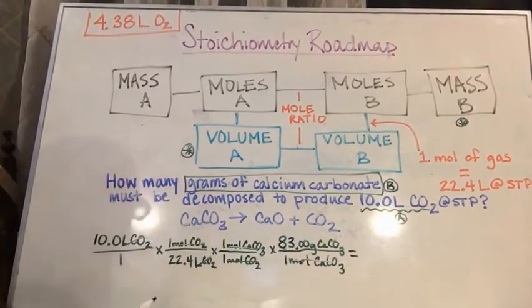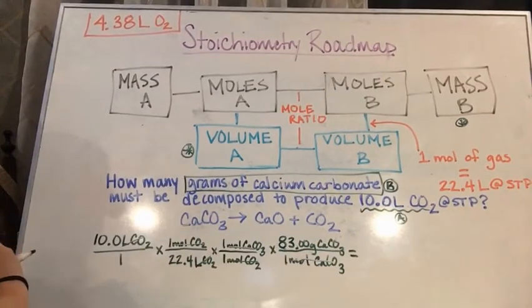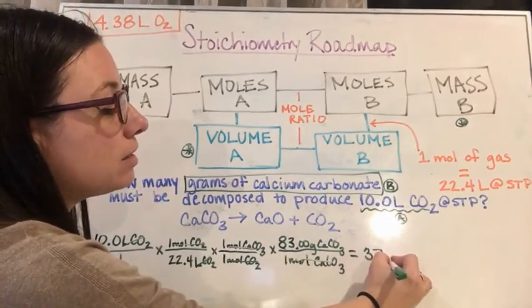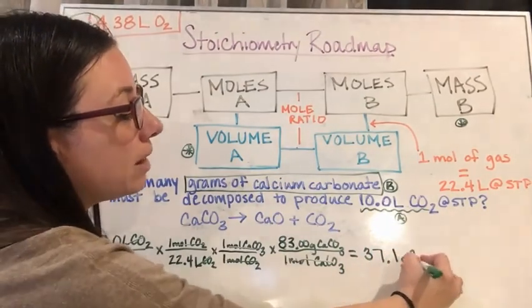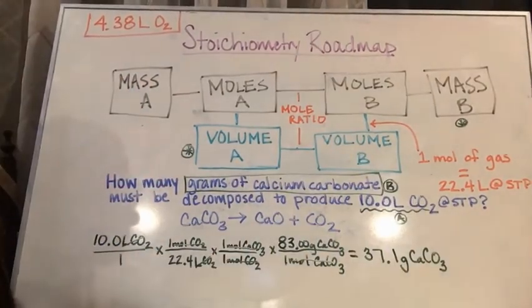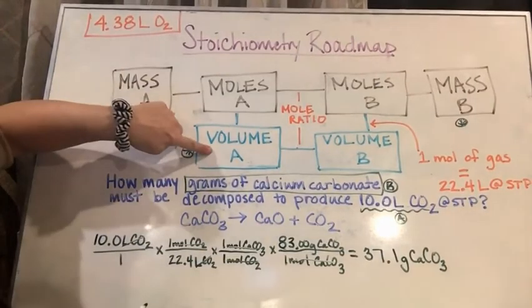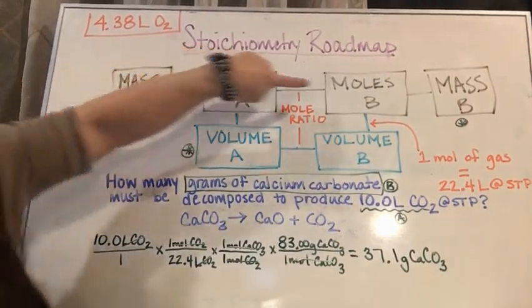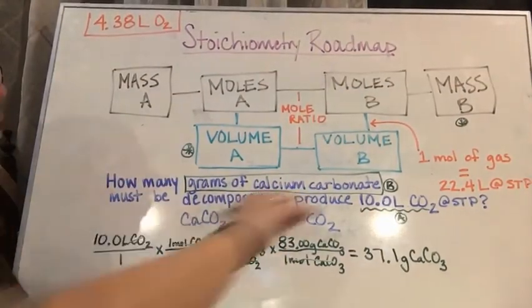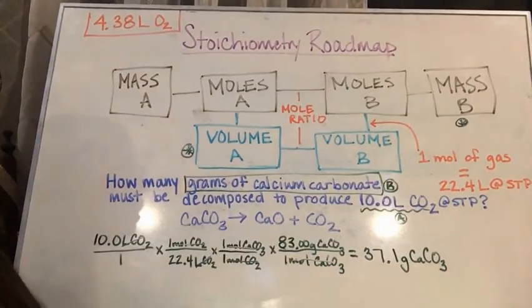So we're going to solve, multiply across the top of our fractions, divide by anything on the bottom, and take a moment to go ahead and solve that. And you should get an answer of 37.1 grams of calcium carbonate. So we just went from volume of substance A all the way to mass of substance B using our stoichiometry roadmap and our new conversion factor of 1 mole equal to 22.4 liters at STP.